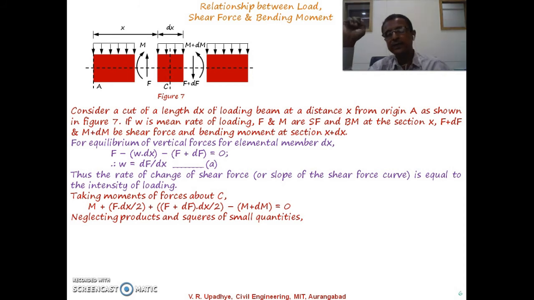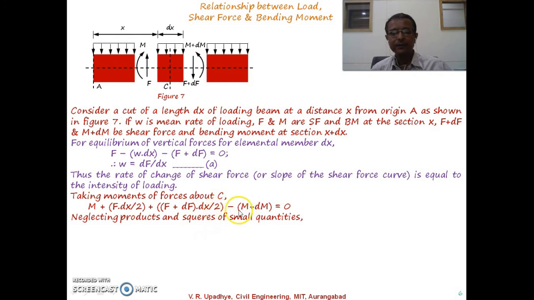So what we have is M over here plus F dx divided by 2, plus over here what will happen is F multiplied with this dx divided by 2. So F into dx divided by 2 first part and second part F into dx divided by 2. This gives us F dx. Then we have dF into dx divided by 2. So dF is small and dx is small value, so the multiplication of these is neglected.